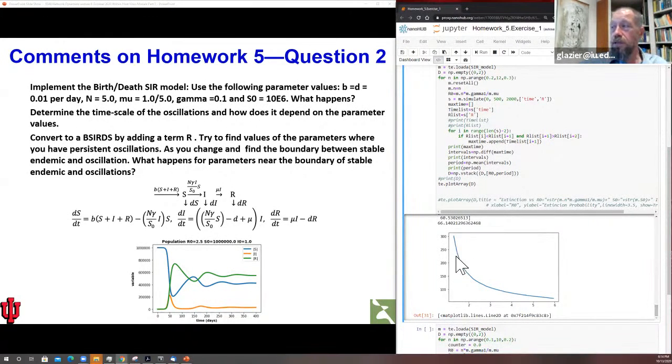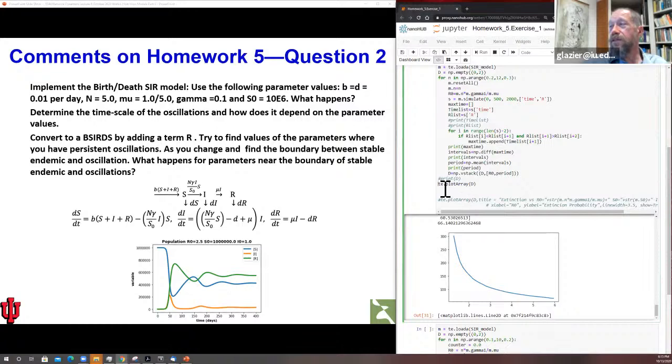So do people understand what this plot shows? Somebody tell me what that plot shows. I haven't labeled the axes, but look at what I've calculated. What's in my stack? Somebody? The first element of my stack is R naught, and the second element is the average period, the average time between the bumps for that value of R naught.